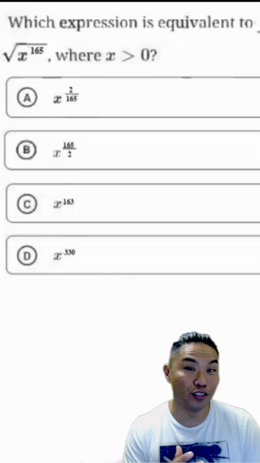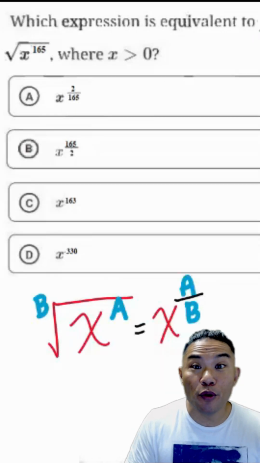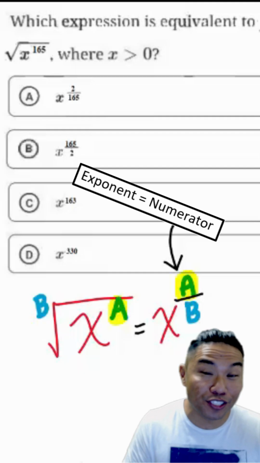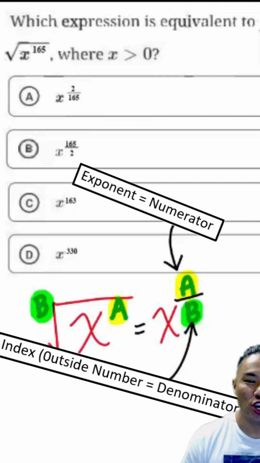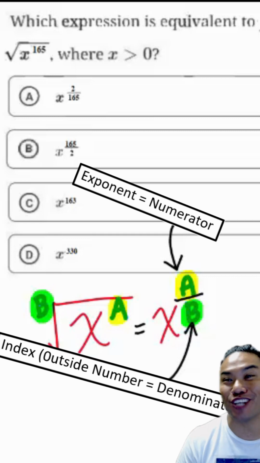It's called a radical, and what it represents is an exponent that's fractional. The exponent inside the box goes in the numerator, and the number outside the box, aka the index, goes in the denominator. A good rule of thumb is that the number inside will go on top, and the number outside will go on the bottom.